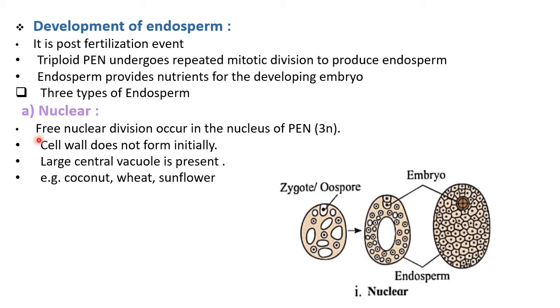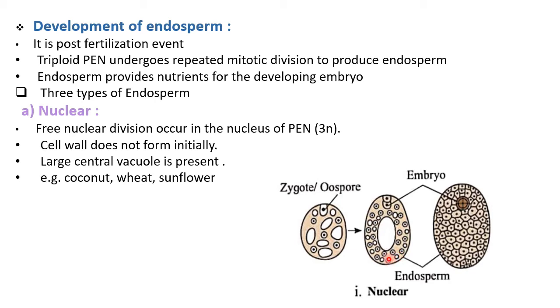In the diagram, we see the zygote develops a wall around it and is called as oospore, and simultaneously the primary endosperm nucleus develops into an endosperm. The primary endosperm nucleus undergoes free nuclear divisions which occur in the nucleus of the triploid primary endosperm.